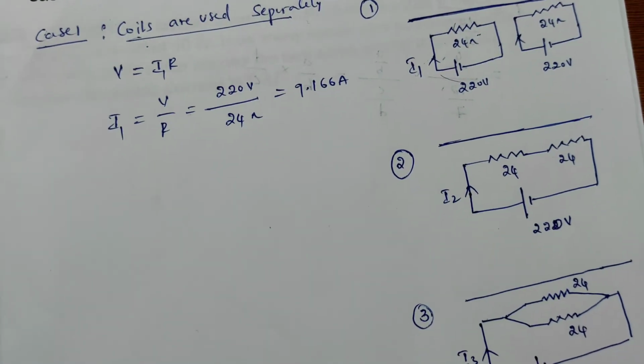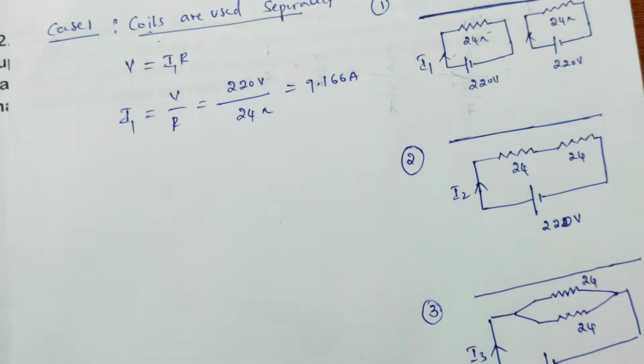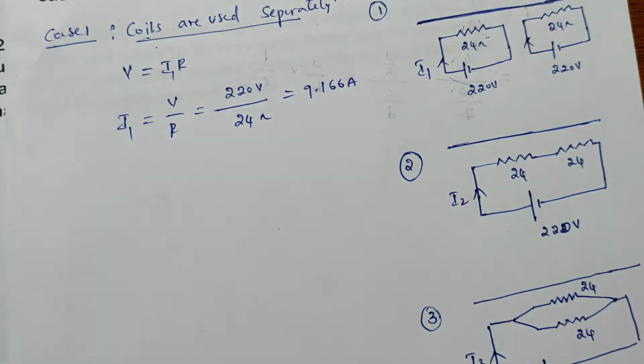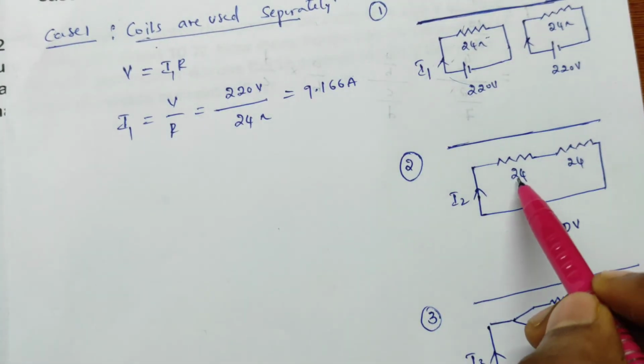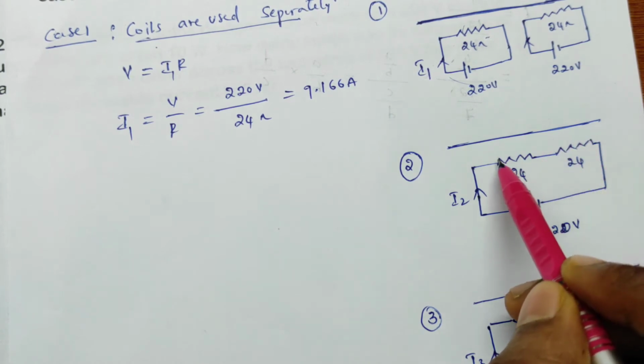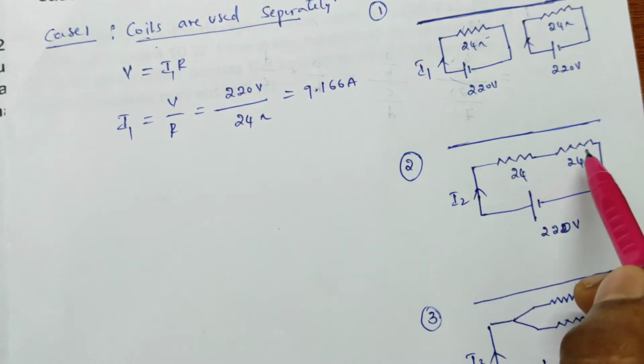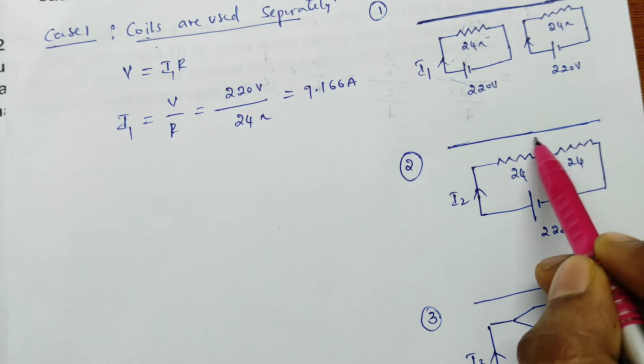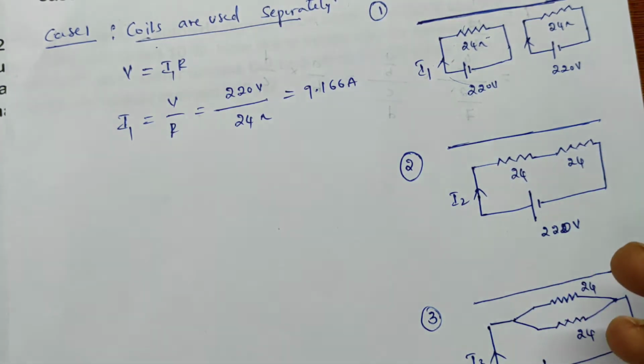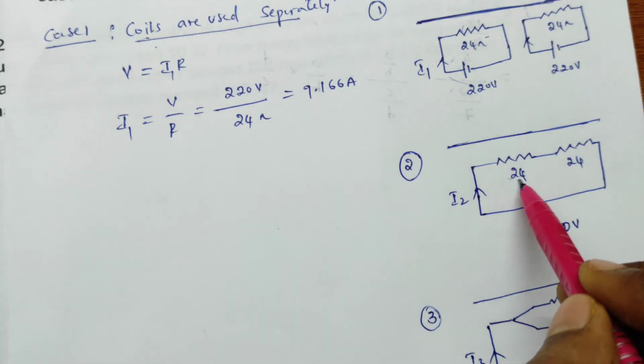Next we will see about circuit number 2. In this condition, how much current will go? How to find this? Simple. We need to do series resistance here. So first of all, we need to find out the equivalent resistance, then only we can find out the current.